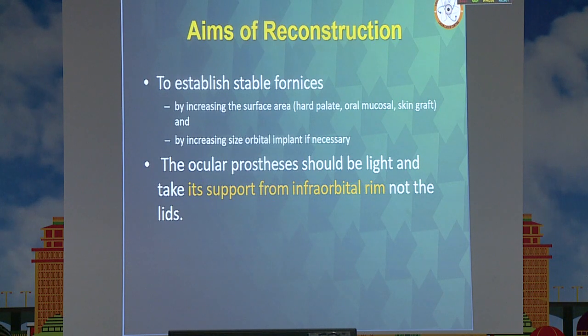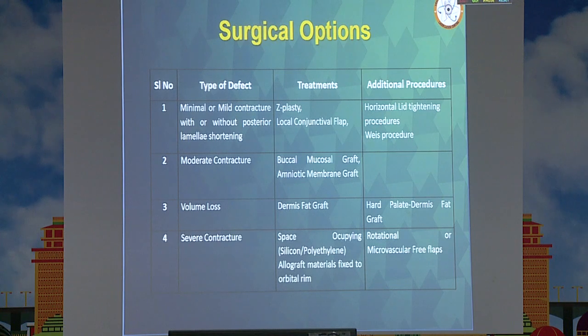So the aim of reconstruction is to establish stable fornices by increasing the surface area or the size, and the ocular prosthesis should be light, to take its support from the infraorbital rim, not the lids. So the options are, if there are minimal defects, we can go with Z-plasty and local conjunctival flap. Moderate contracture, it can be buccal mucosal graft, and for volume loss, definitely a dermis fat graft is required, and if there is severe contracture, we can go with a prosthesis which is itself designed to fit there.